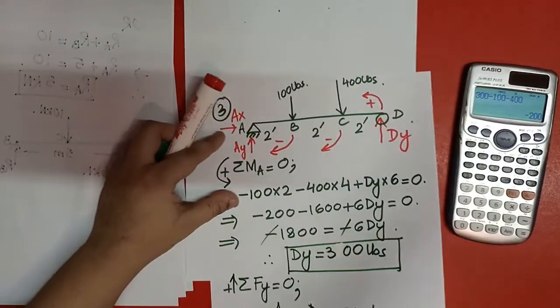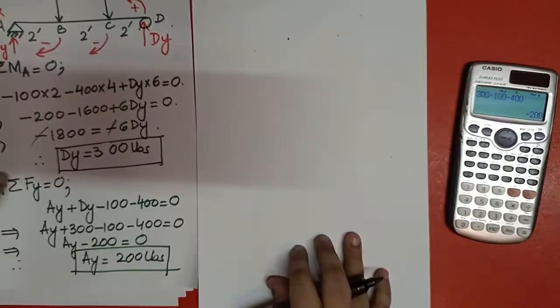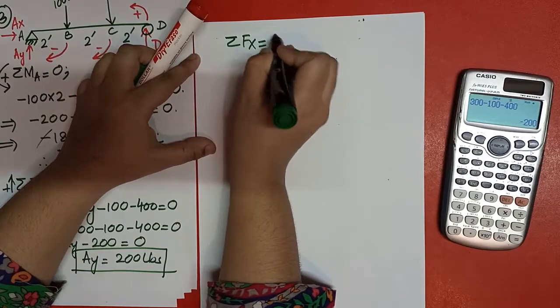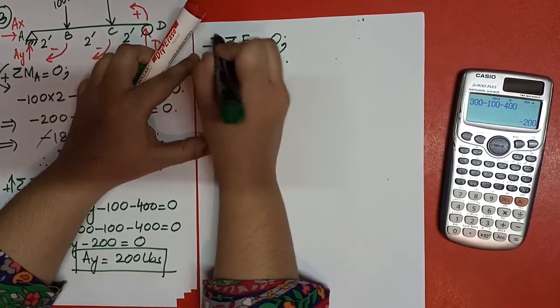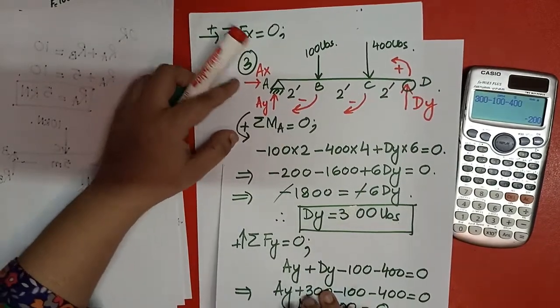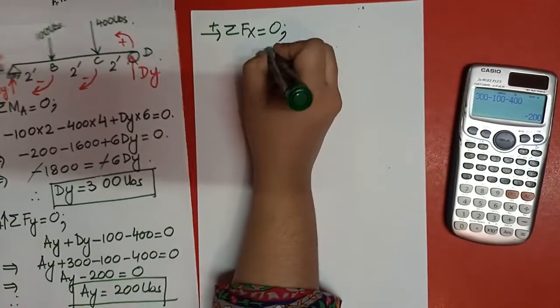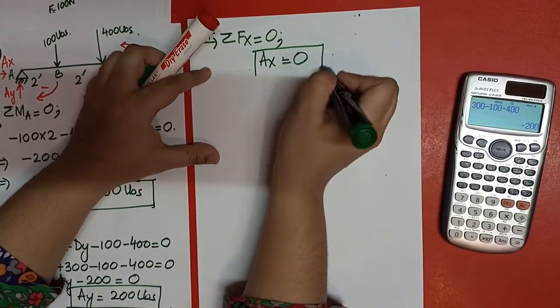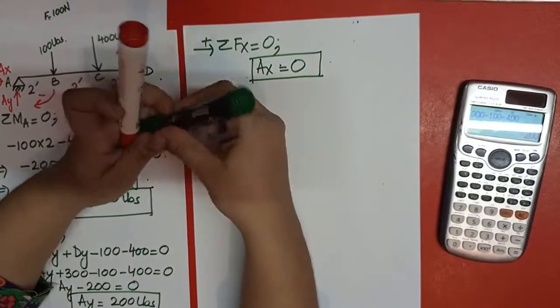Now only one force is left, that is the horizontal support reaction. So I have to sum up horizontal forces here, and there is only one horizontal force or support here, so AX equals 0. So this is the way to calculate the support reactions if we have two loads on the beam.